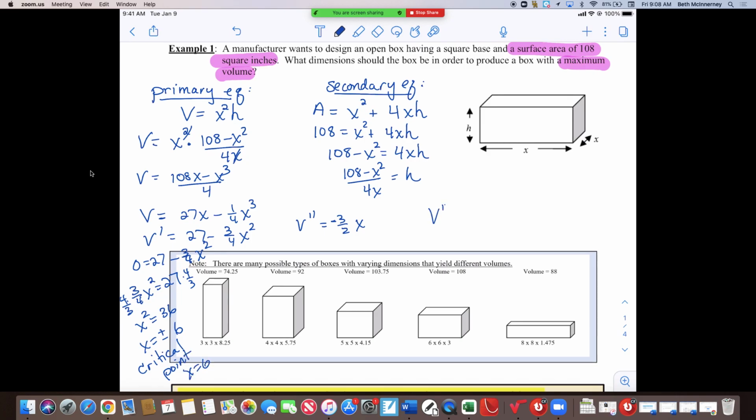So then watch this. I go plug in to the second derivative. And I don't really care what the number is, but I know it's negative, right? So x equals 6 is the location of a relative maximum.